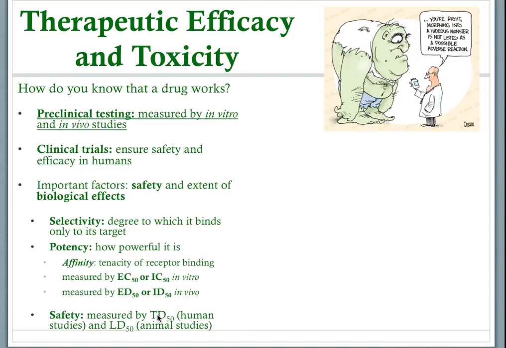Now, you can think of it this way. If you have a terminal illness and the prognosis is negative and it's not expected that you're going to be able to survive much longer, you may be willing to take a drug that has more toxicity, if it means that you actually have a chance of improving, or extending the amount of time that you're going to be able to live your life. So there's always a trade-off between these things.